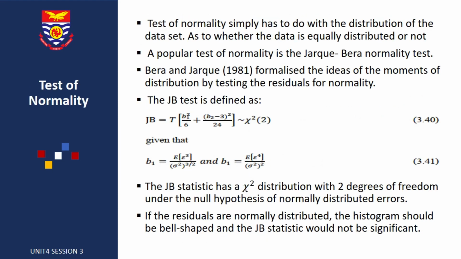Test of normality. In our earlier session we considered testing for normality, and we said that to test for normality simply means that we are testing how the data set is being distributed. And in this case, if we are testing for the normality of the residuals, we are referring to the same normal distribution of the data set, or how the error term is normally distributed. A popular test of normality is the Jarque-Bera normality test, but we have other tests like the Shapiro-Wilk and the Kolmogorov-Smirnov, among other tests.